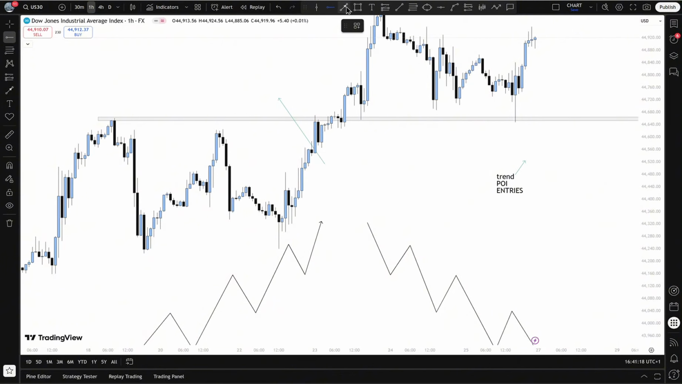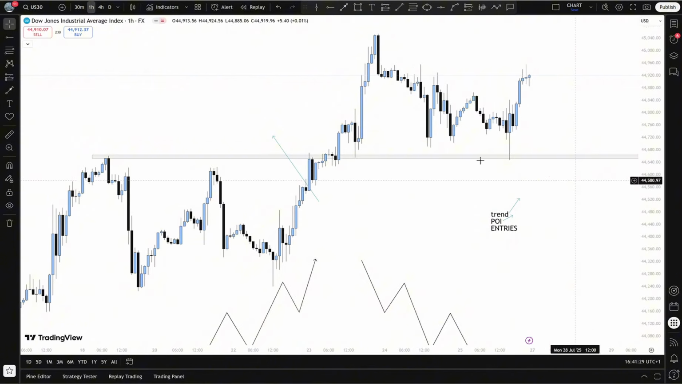Let's say we've identified that POI around there, just like this. Then the next one is going to be entries, right? Now, talking about entries, when you have a break and retest, you do not just execute immediately. This is the problem that a lot of beginner traders are facing. When they have a break and retest, immediately they start jumping in, right? That is not the best way to trade.